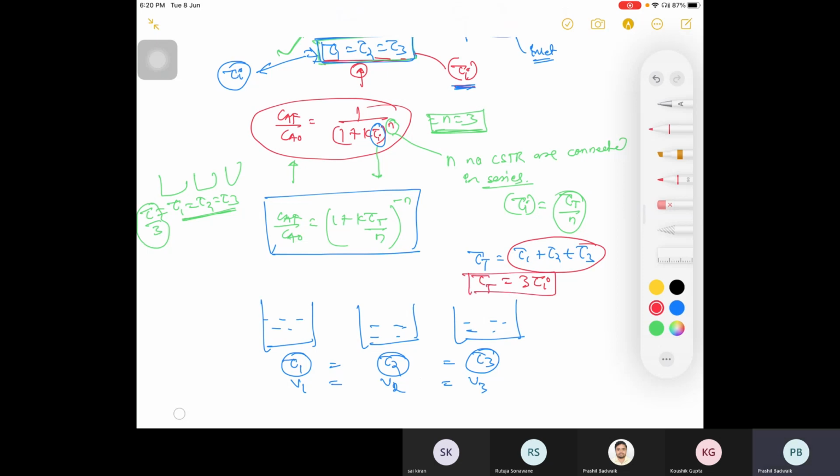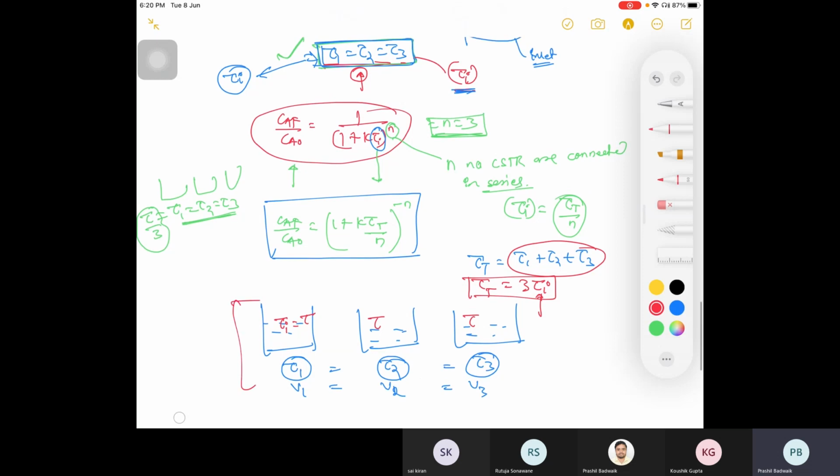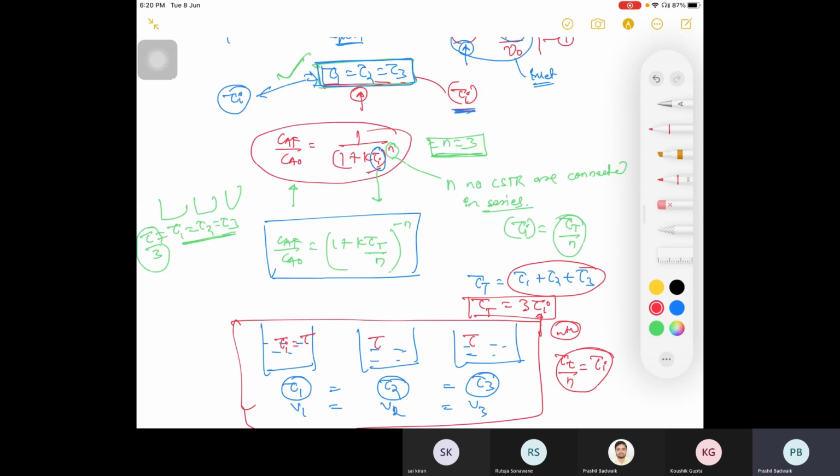So from here you can calculate what is tau individual, right? For this reactor, what is tau? Tau and tau all are equal, and which is equal to total tau for this cascade system divided by 3, right? For 3 reactors. So for n number of reactors you will be having total tau divided by n is equal to tau individual.